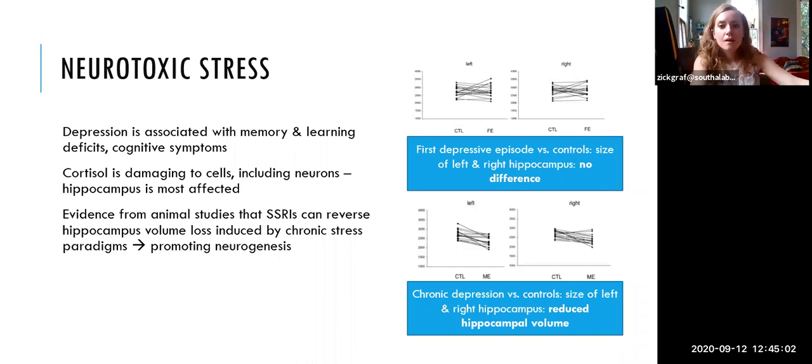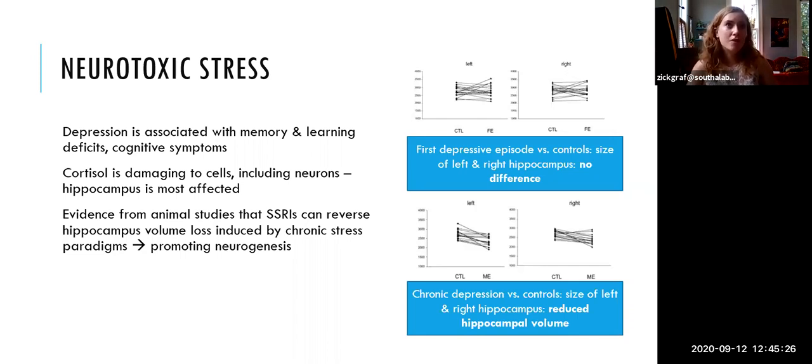Okay. So in the last lecture, we talked about how depression is associated with cognitive deficits and how people, when they're depressed, aren't as good at forming memories. This is partly because of neurotoxicity. So cortisol, when it's flowing freely in our blood, is actually really damaging to our cells, including our neurons.